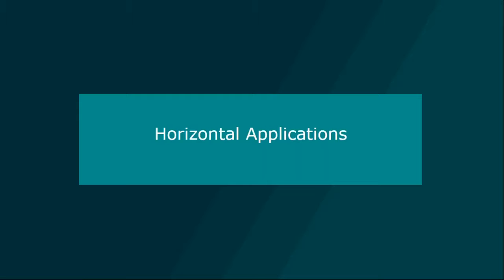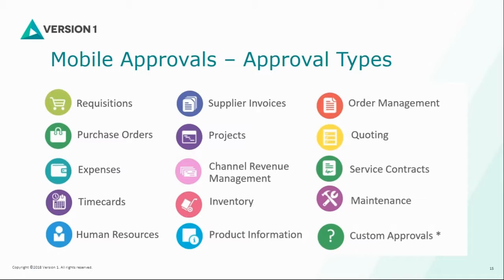This brings us to the final section of the webinar, which is a brief look at some specific applications currently available. Let's first of all look at the horizontal apps, that is those that are not role-specific. Firstly, we have mobile approvals. Mobile approvals provides one application for handling a wide range of approval types, originating from a variety of modules, so the approver can deal with everything in one place.